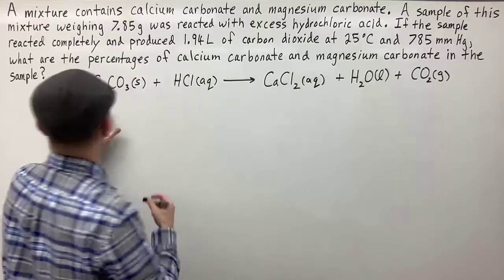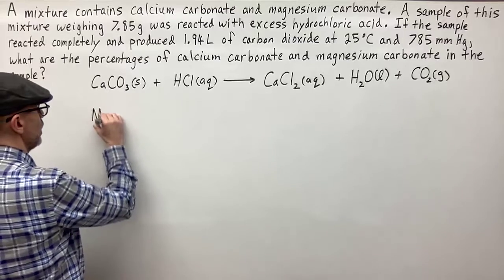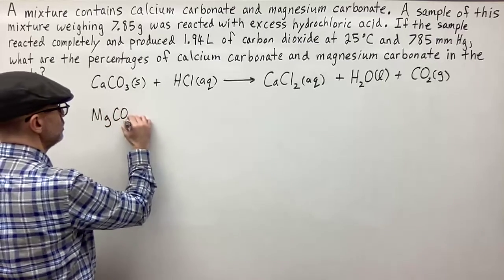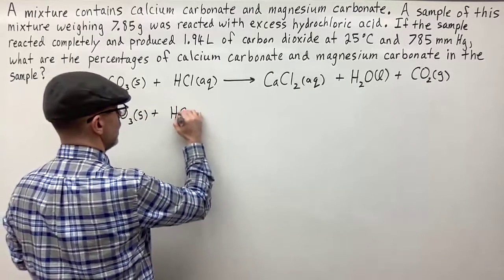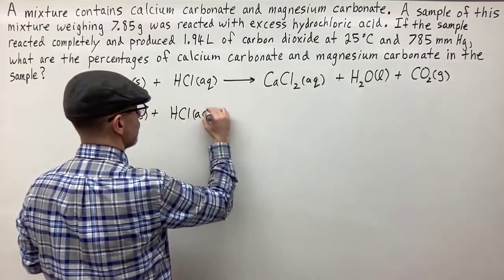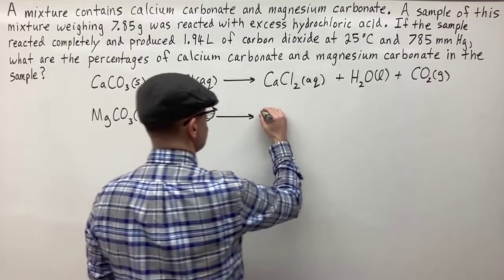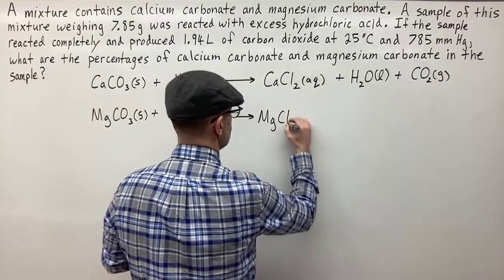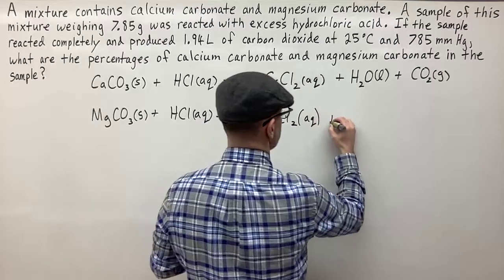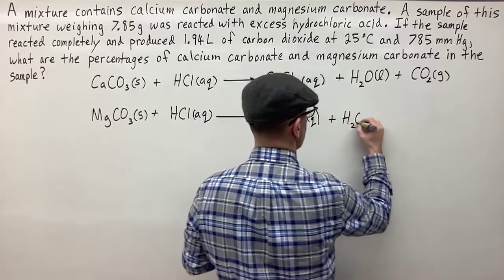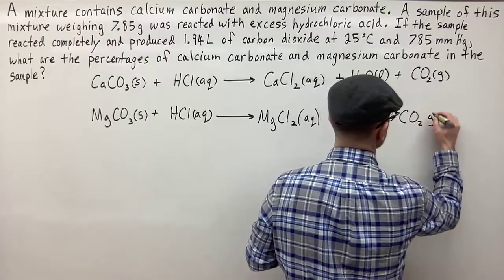Same thing with the magnesium carbonate. So we'll do magnesium carbonate: MgCO3 solid plus HCl aqueous. And that's going to give me MgCl2 aqueous plus H2O liquid plus CO2 gas.